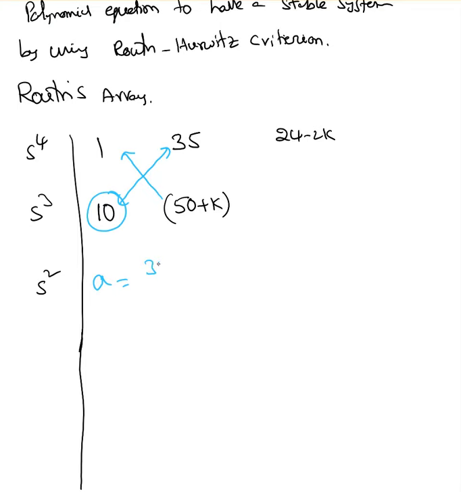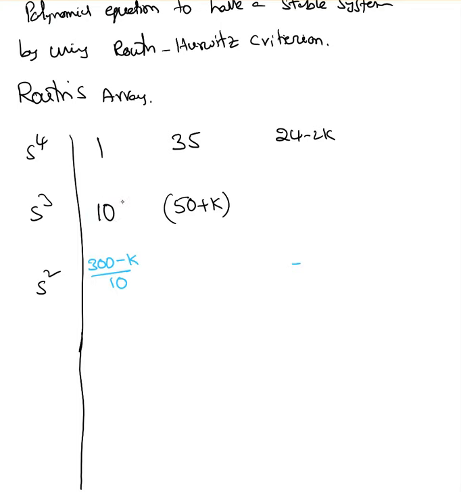35 times 10 minus 50 plus k over 10. That value is nothing but 350 minus 50 plus k over 10, that is 300 minus k over 10. So a equals 300 minus k over 10. So this value is 300 minus k over 10.